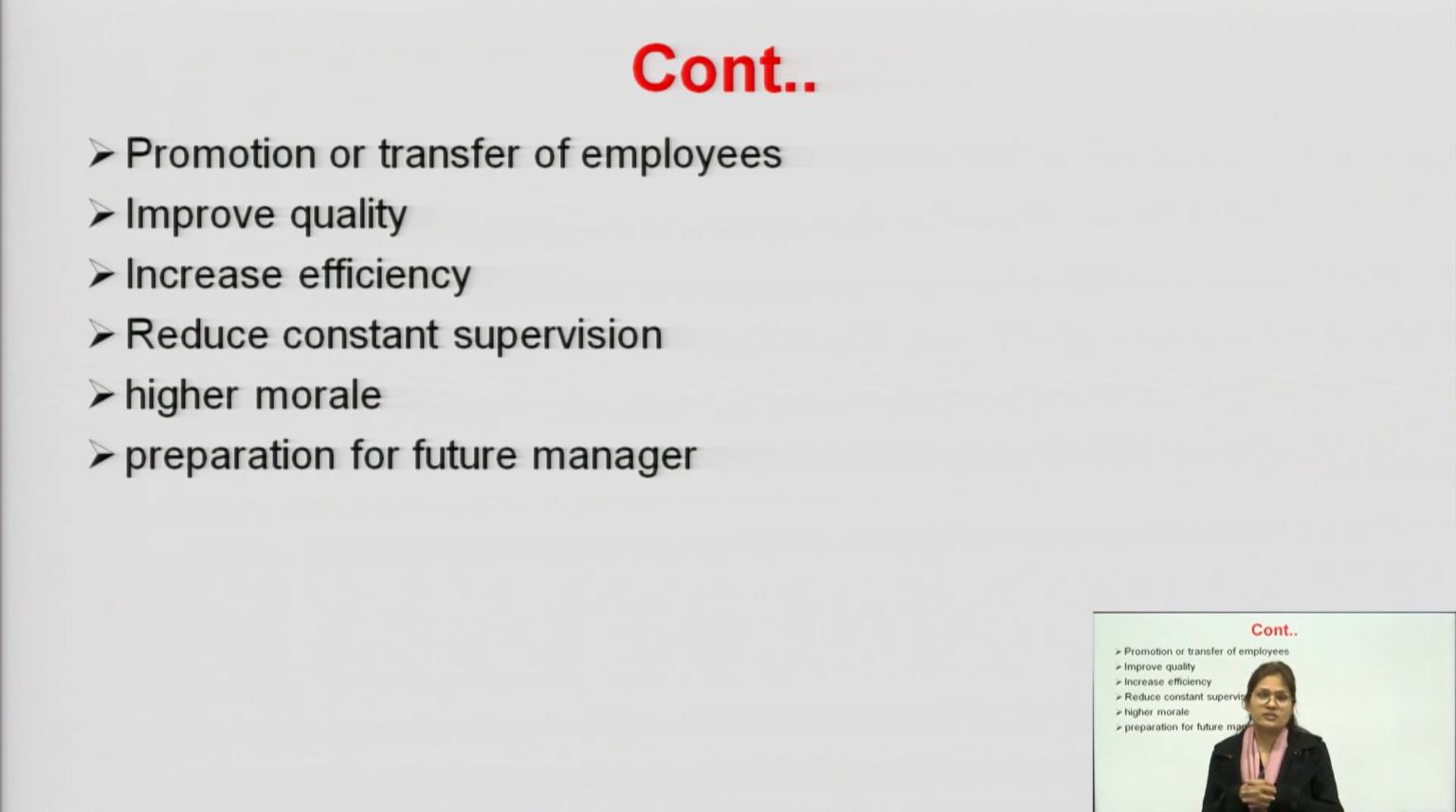Next is improve quality. If the organization feels that their level of quality is not up to the mark, at that moment also the organization can organize a training program in order to improve the quality of the whole operations. So obviously that is also one of the moments where the organization can feel the requirement of training. Next one is increase efficiency. If the organization feels that the efficiency of the employees is again not up to the mark, even at that moment they can plan a training program for all the employees in order to increase their efficiency.